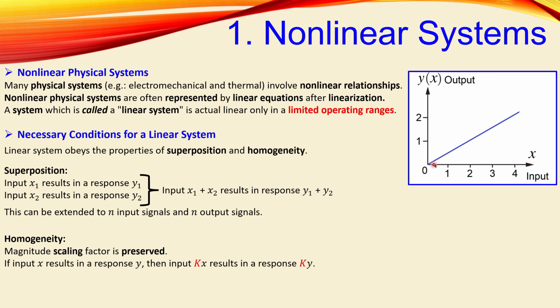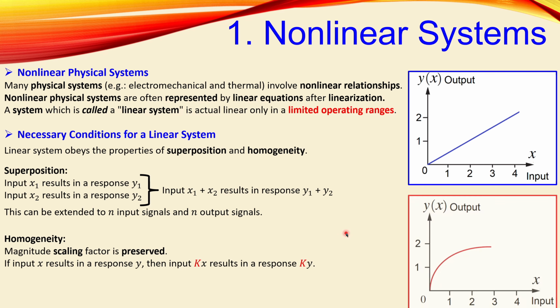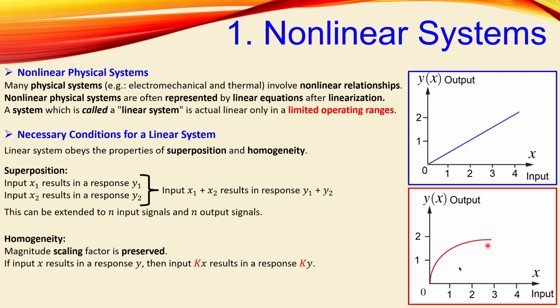In addition, it must go through the origin, so 0,0. That's also very important. This is a nonlinear system. You can see at 1 it is approximately 1.4, but at 2 it is approximately 1.9. So I cannot say that if I add these two inputs, I get the responses added together. So this is definitely nonlinear, and this is a linear system. Just graphically shown here, two different systems.